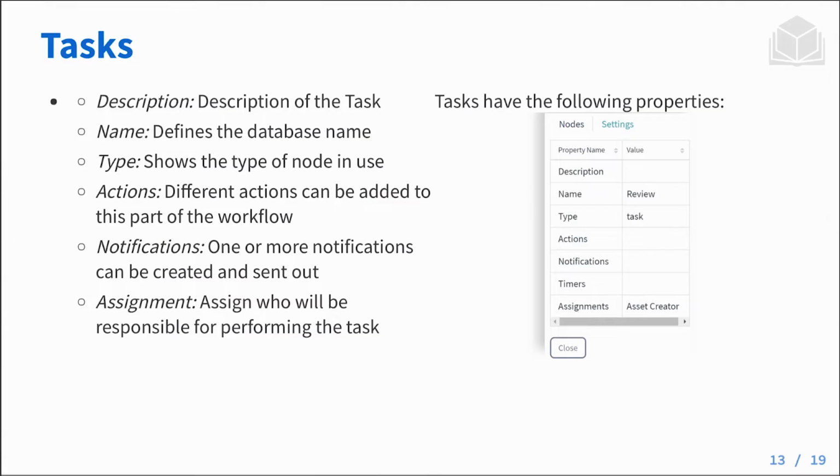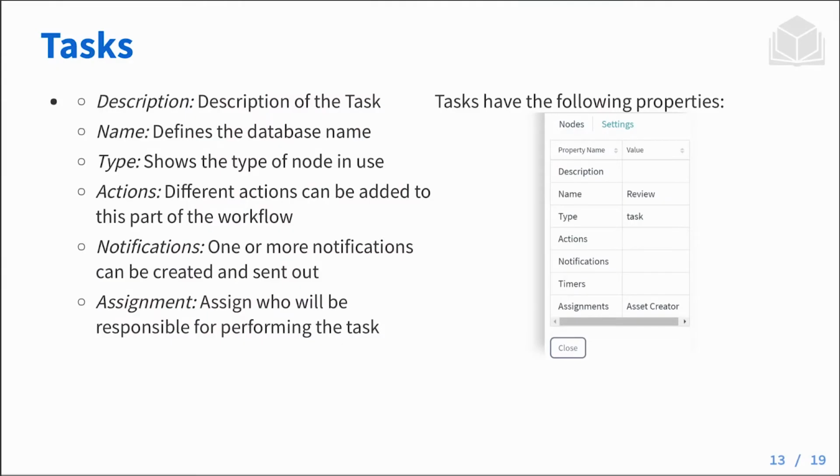Now, tasks is where it's really going to be at when you are creating your different workflow definitions. Because these tasks are where someone's going to step into the workflow, what we can do is we can provide those descriptions, we can provide a name, the type just shows us that it's a task, and then we have things like actions, notifications, and assignment. Okay. What we'd be most interested in here is the notifications and the assignments.